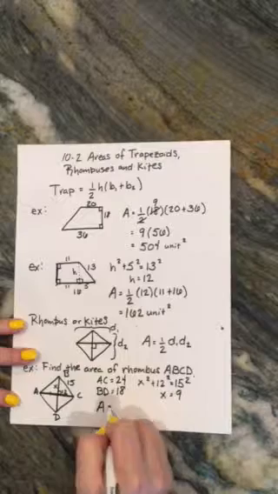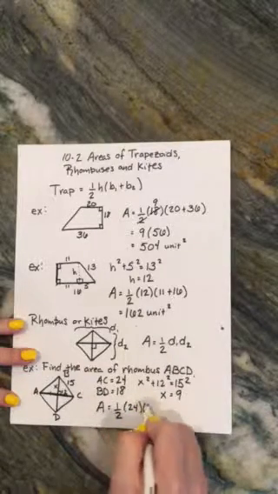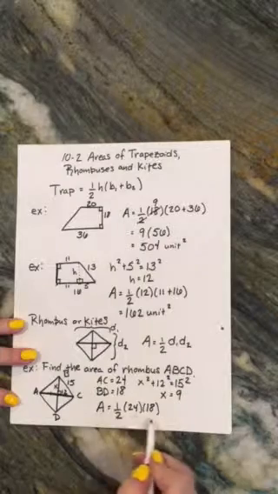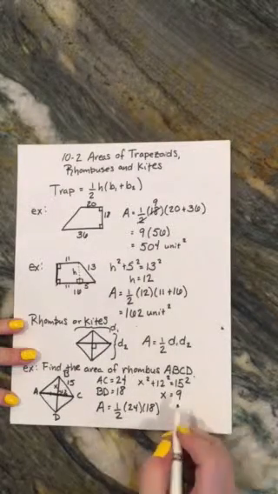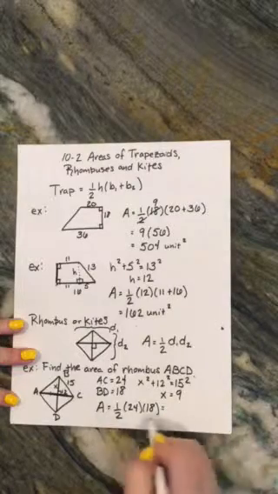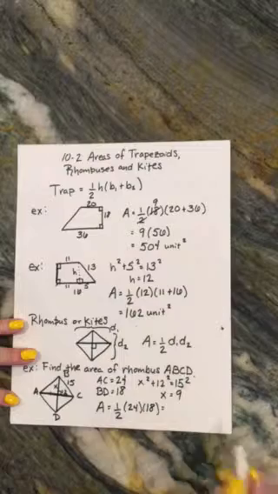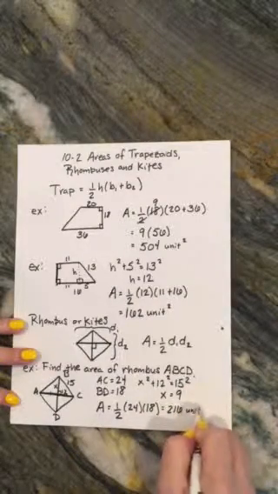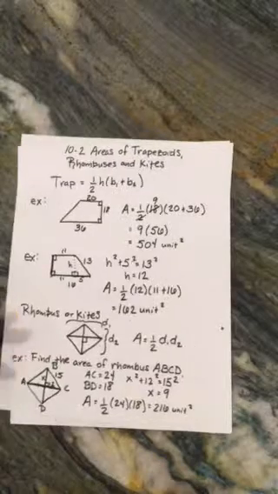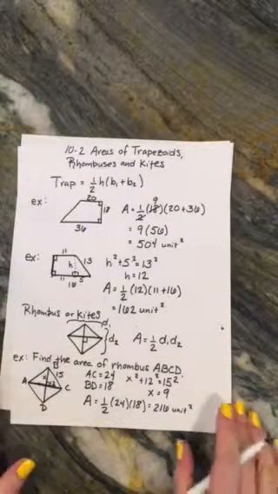So the area is 1/2 diagonal 1 times diagonal 2. Does it matter which one is diagonal 1 and which one's diagonal 2? Nope. Commutative property of multiplication says you can multiply in any order. All right, if we multiply these guys, we've got 216 square units. Not too bad? I don't think it's too bad.